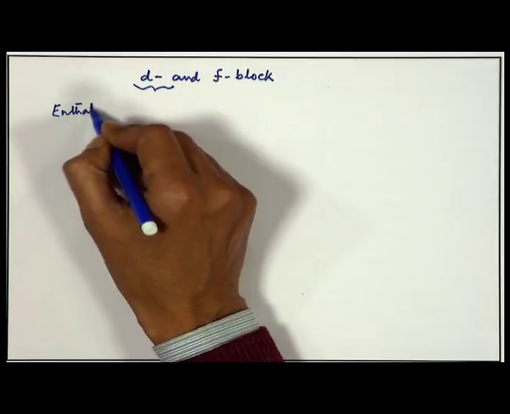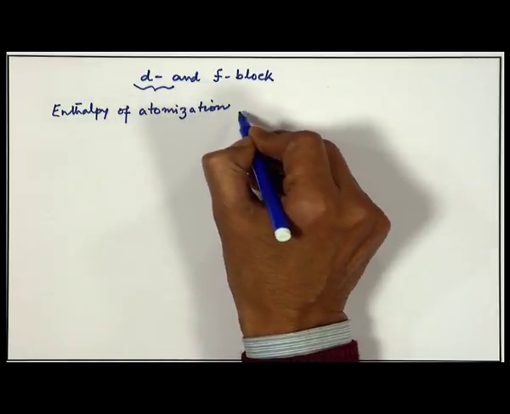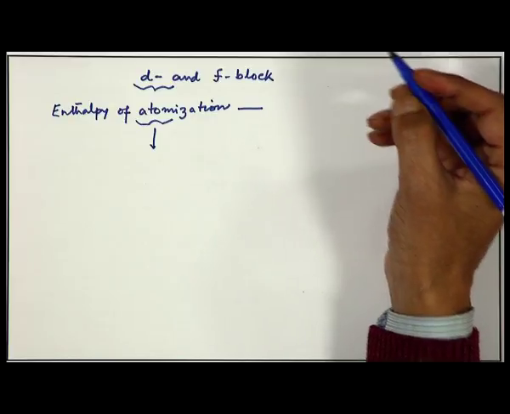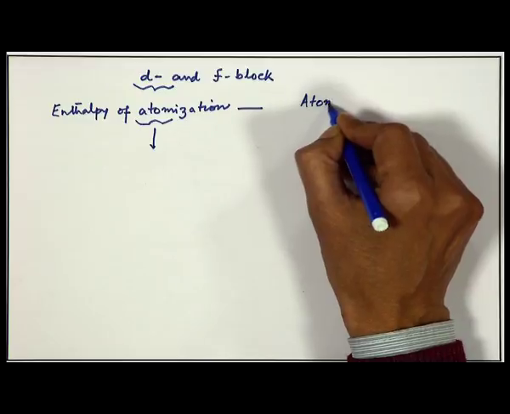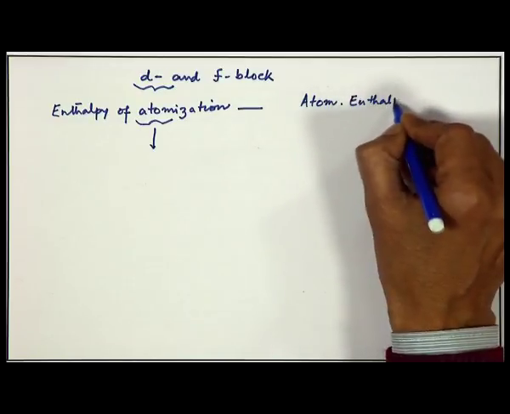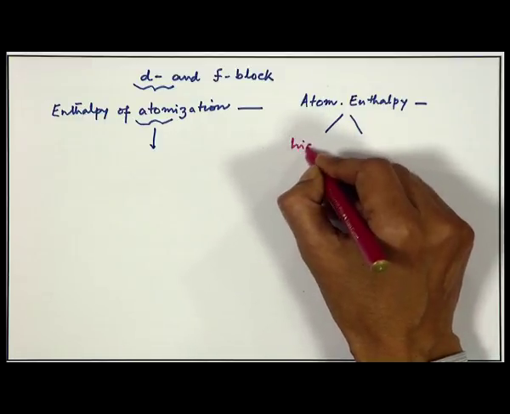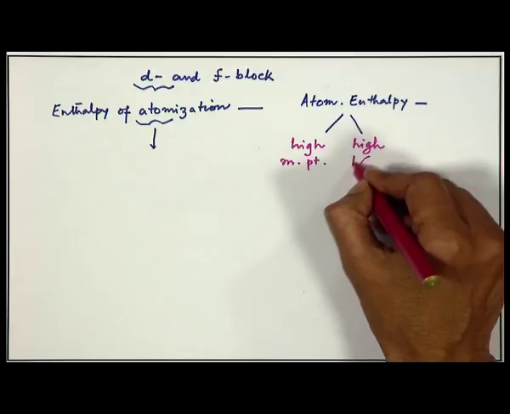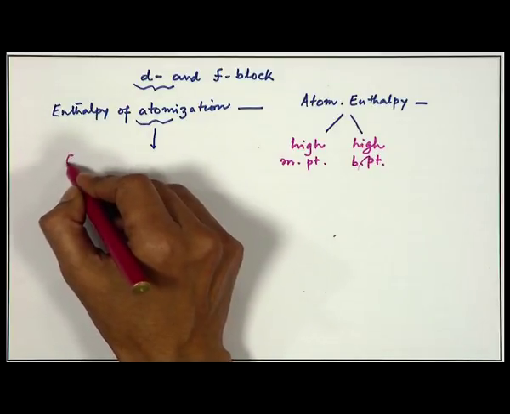Enthalpy of atomization, such that we get atoms from all these metals, can tell us two different things, that if they have very high atomization enthalpy, that can have different consequences, and those consequences, as I told last time, are that they can have high melting point and high boiling point.